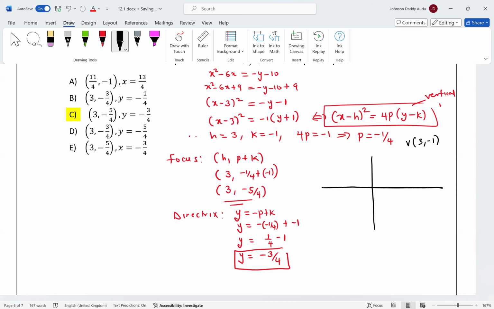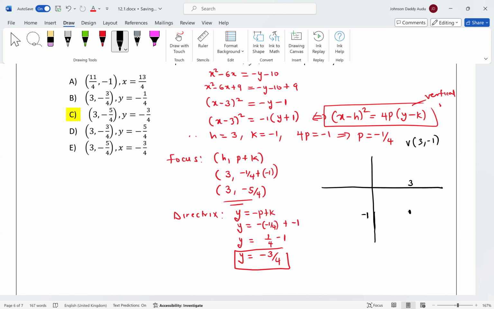3 and minus 1 will be in the fourth quadrant, right? So it means you are somewhere here. So this is 3 for h and minus 1 for k. And you know you are dealing with p. So this is vertical, right? And p is minus 1 over 4. So you're dealing with vertical and you're dealing with p less than 0, right? So this is going to open what? Open down. So you know it's going to open down.